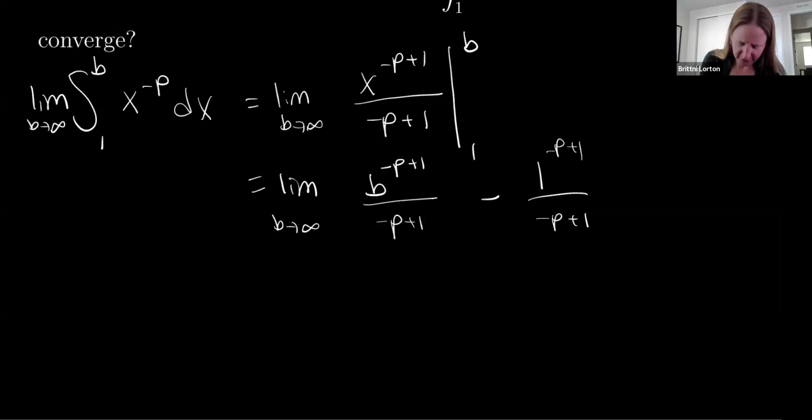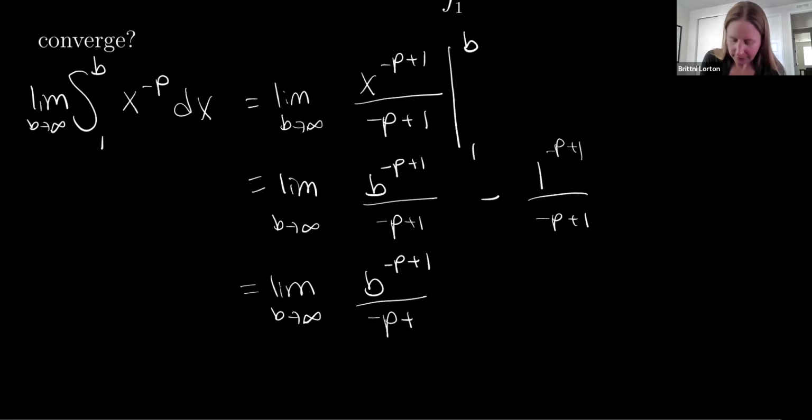Okay, and I'm going to simplify that. That's going to become the limit as b goes to infinity of b to the negative p plus 1 over negative p plus 1 minus 1 to the power of a number. Remember, p was a number. So 1 to the power of a number just becomes 1 over negative p plus 1. And I might as well distribute that negative across to simplify my life a little bit. So that would become then a positive 1 over p minus 1. Cool. Okay, that's not so bad.